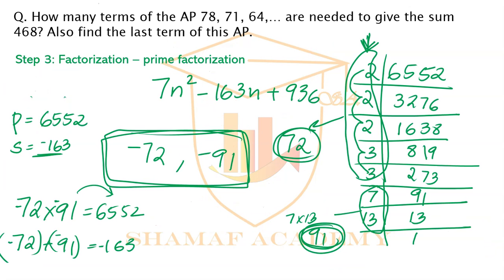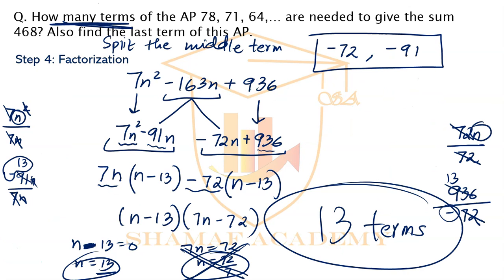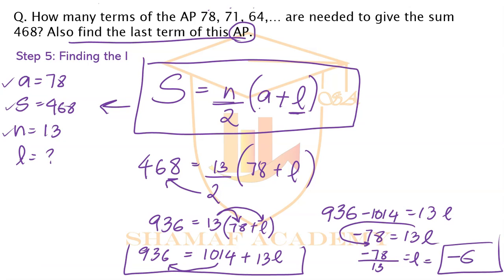Step 3 is prime factorization, where we find the two numbers that give us the product and the sum for splitting the middle term. Then we have factorization, where we actually split the middle term and find the value of n. And step 5, lastly, we find the last term, which is the second part of this question. Mostly the biggest part of this question was the first part, but I hope you got the drill now.